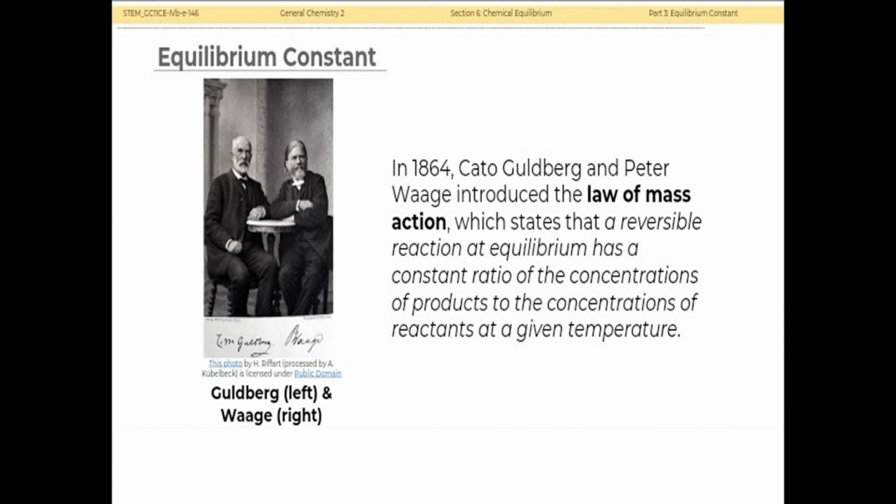In 1864, Cato Guldberg and Peter Waage introduced the law of mass action, which states that a reversible reaction at equilibrium has a constant ratio of the concentrations of products to the concentrations of reactants at a given temperature.